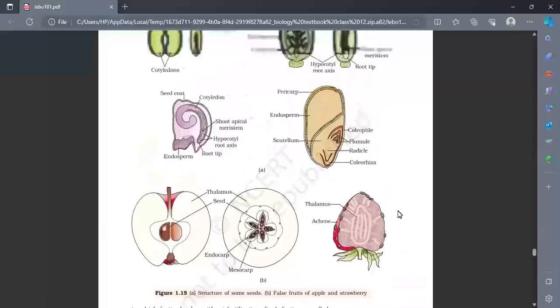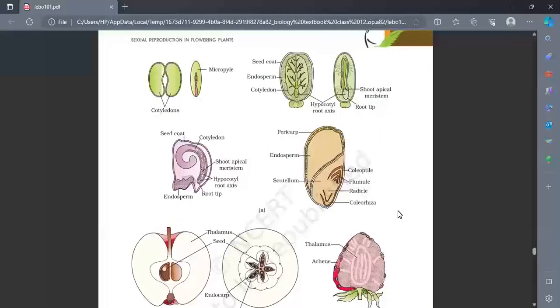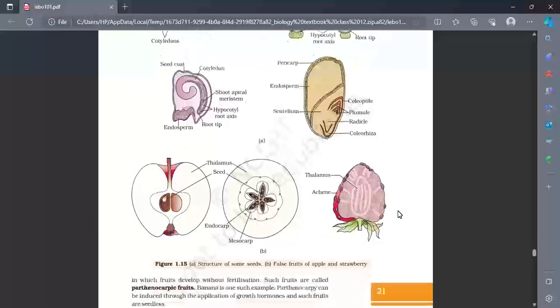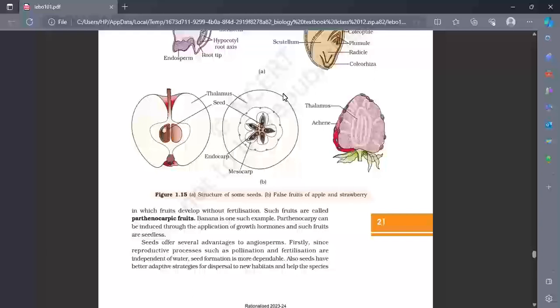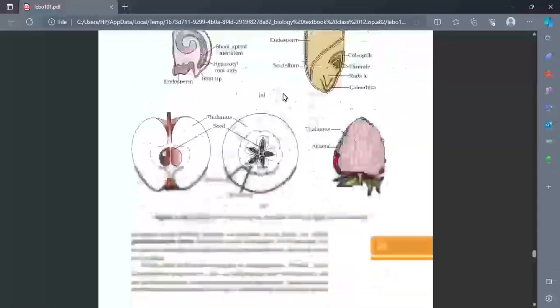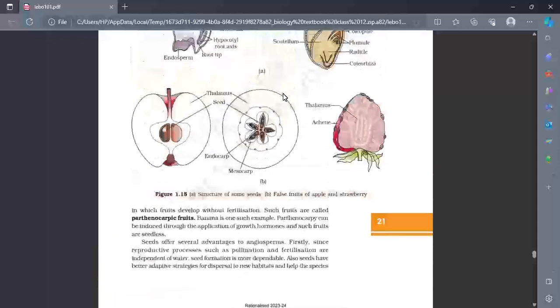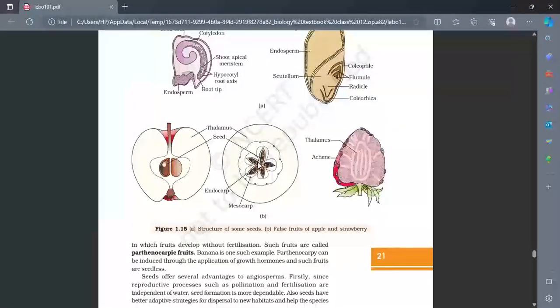But maybe they are talking about different types of seeds. In the first case, they talk about monocot seeds, and you have dicot seeds again. Different types of seeds where you find the cotyledons, the seed coat, the endosperm, the root tip, the hypocotyl, the shoot apical meristem. So these are all different types of seeds they are talking about. Along with that, I think they've given you an example of a false fruit, where inside is a seed.